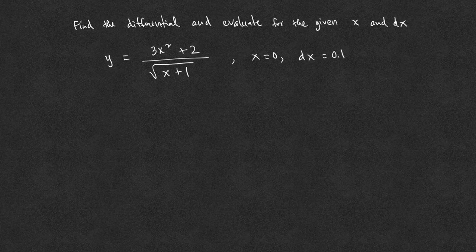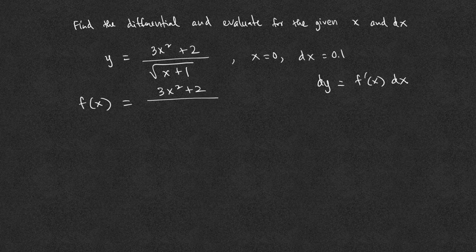Find the differential and evaluate the given x and dx, where y is 3x squared plus 2 over the square root of x plus 1. The differential dy is f prime of x dx. Y is f of x. F of x is 3x squared plus 2 over the square root of x plus 1.